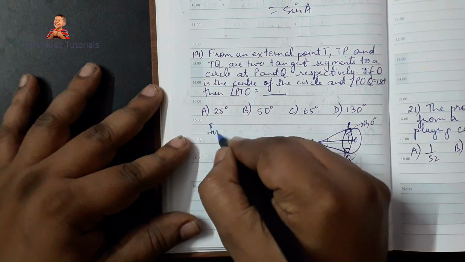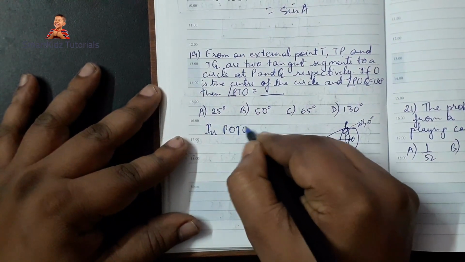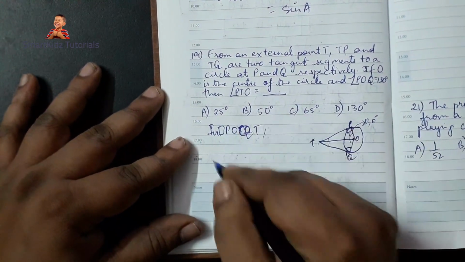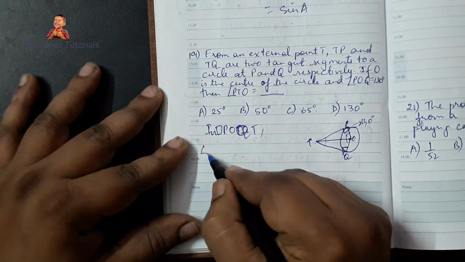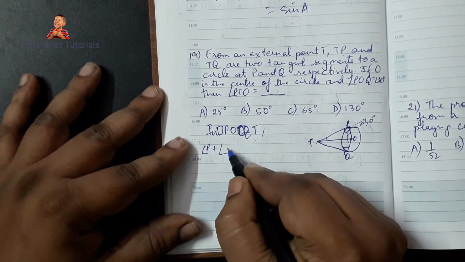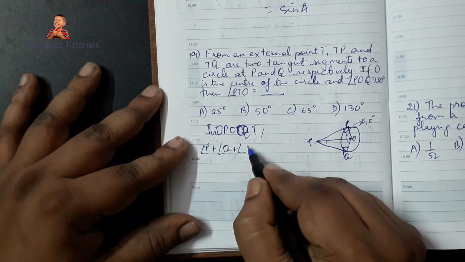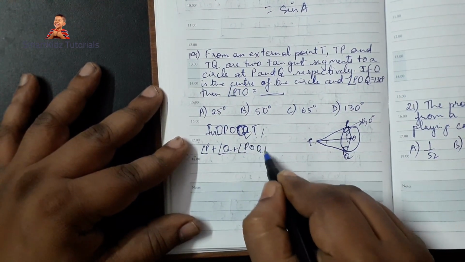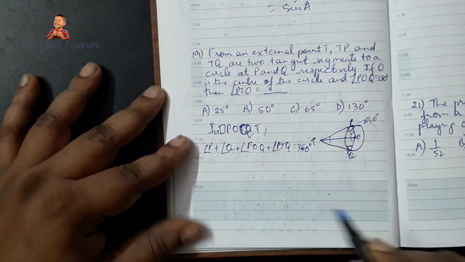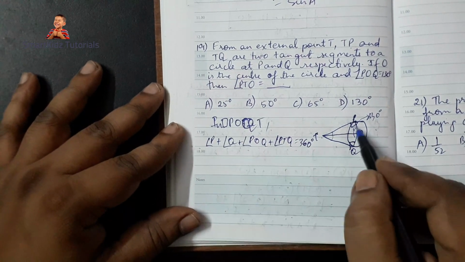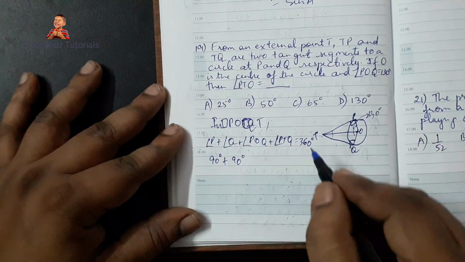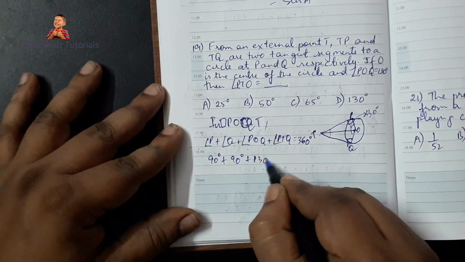So in quadrilateral POQT, we have angle P plus angle Q plus angle POQ plus angle PTQ equal to 360 degrees. That is the angle sum property. Angle P we know is 90 degrees, and angle Q is also 90 degrees. Angle POQ is given to us as 130 degrees.